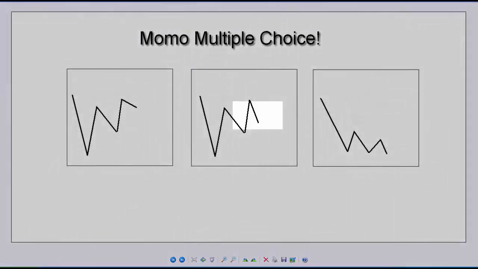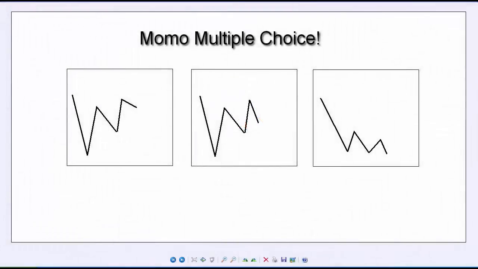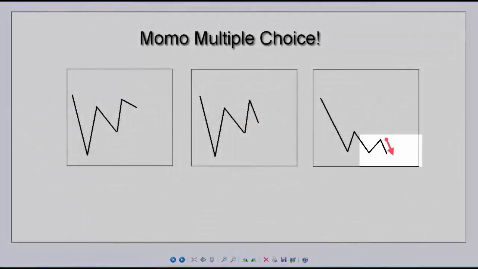This time our impulse waves are pointing down, as it's a long pattern, and our corrective waves are pointing up, and the reverse is true for shorts. So the third impulse wave is steeper than the second impulse wave. The same is true on the third pattern. That is, the third impulse wave is steeper than the second impulse wave.